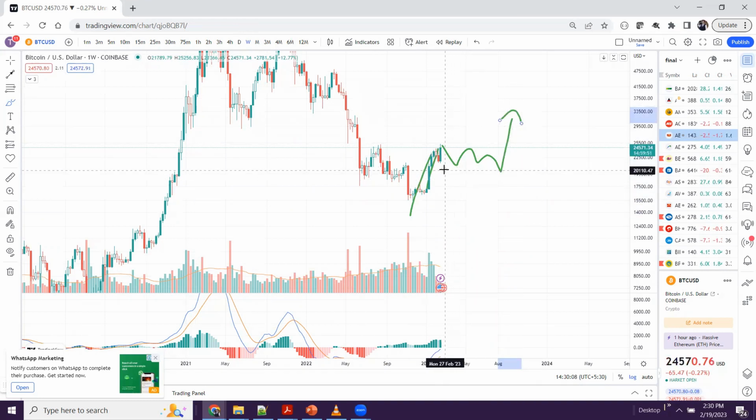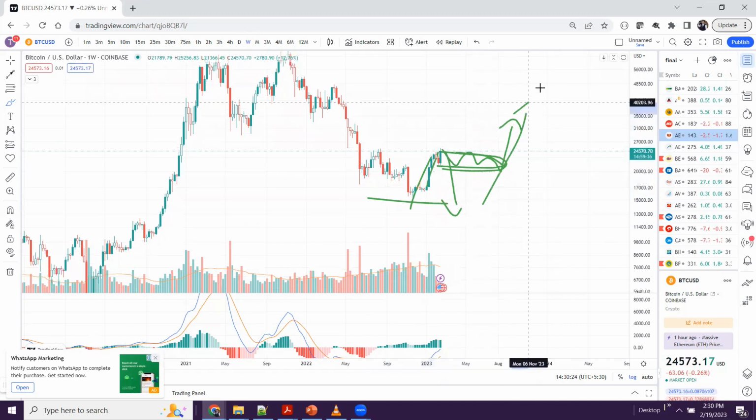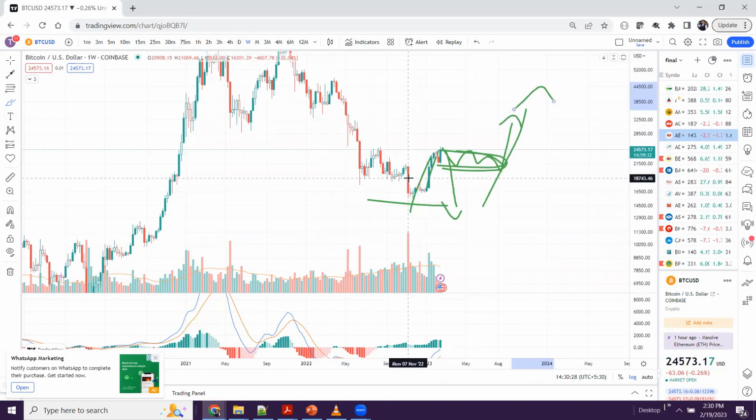So now everything depends on the next structure which we will get in this, whether we get a correction or we get a fast move to the down. However, in both ways, long term, in very long term, we expect price to again go to the top. So now next thing depends on the structure that we get now.